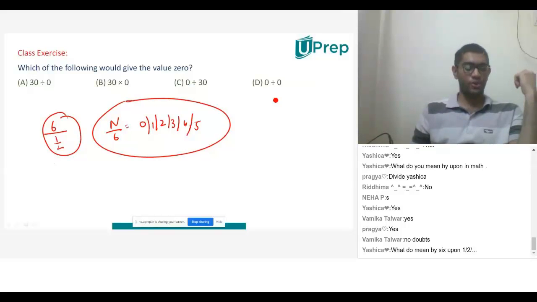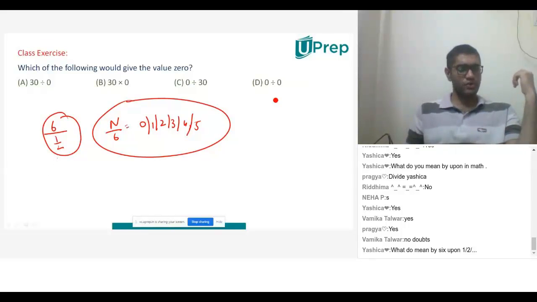I said 6 upon 0. 6 upon any number can be solved. Yeah. What is 6 divided by 0.5? It is 12. How? Denominator goes into the numerator.